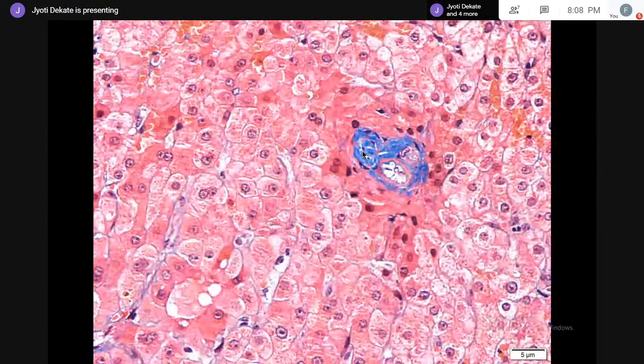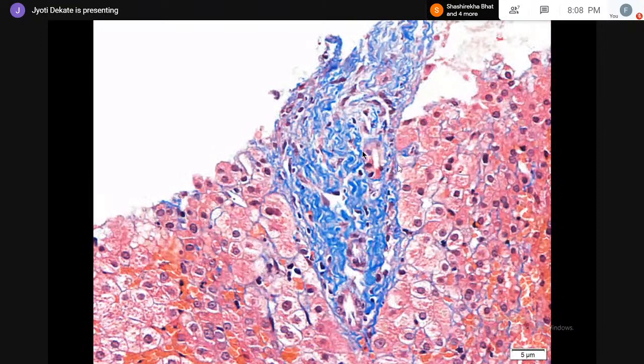This is another portal area of the same case where we can see that the hepatic artery branch is well maintained. The bile duct branch here is not well visualized, and so is the portal vein branch. Not much congestion in the periportal area. Another portal area where we can see the hepatic artery branch, the bile duct branch, and again the portal vein branch, it is attenuated in caliber. Bands of fibrosis which are highlighted with this Masson trichrome stain.